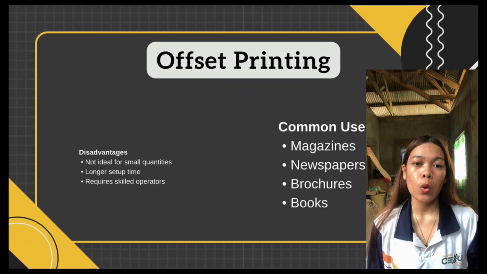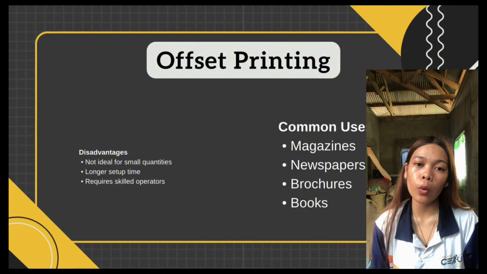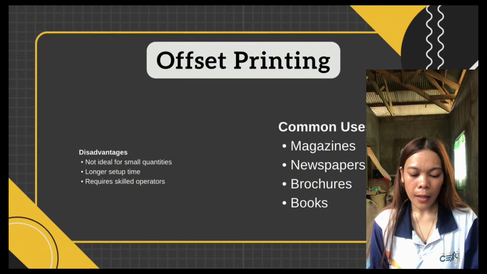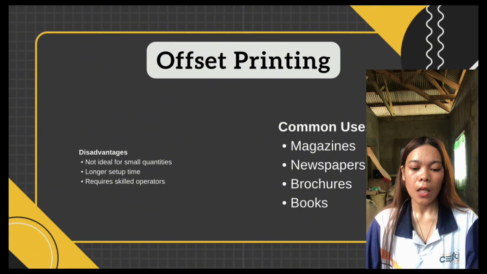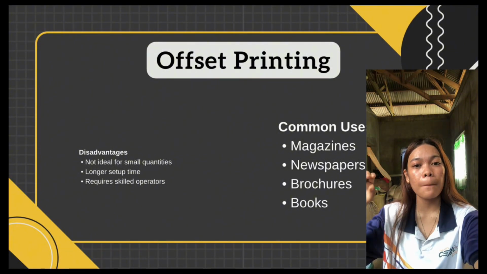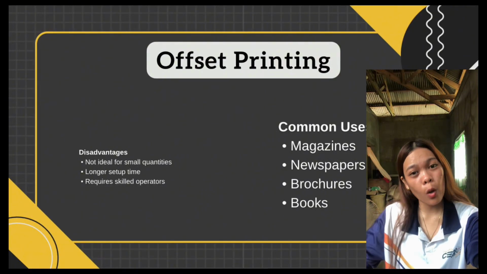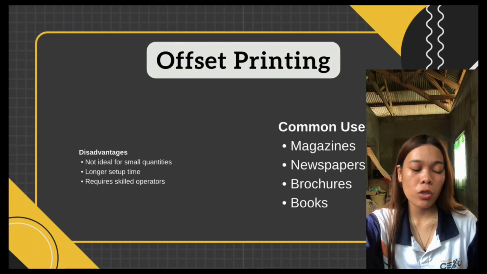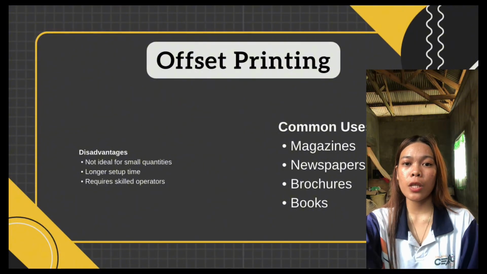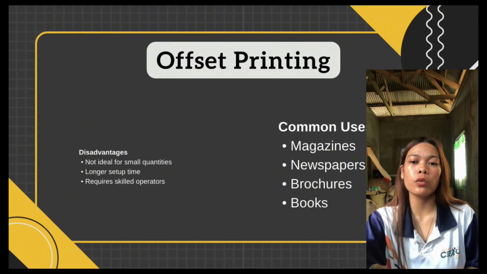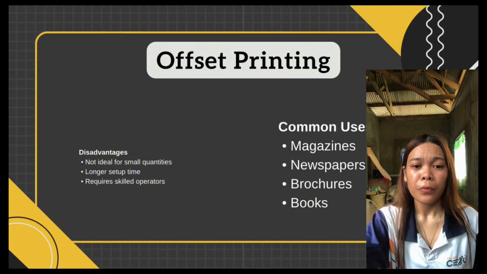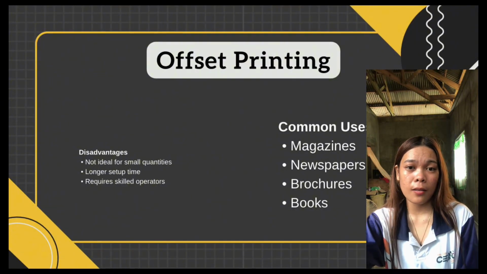So if we have advantages of offset printing, we also have disadvantages. The first disadvantage is that it is not ideal for small quantities, which means it is expensive and also inefficient for small print jobs because of the costly setup. The other disadvantage is the longer setup time, which means preparing the plates and machines takes time, meaning it is not ideal for a quick turnaround project. So it is time costly when you use this printing technique, offset printing.